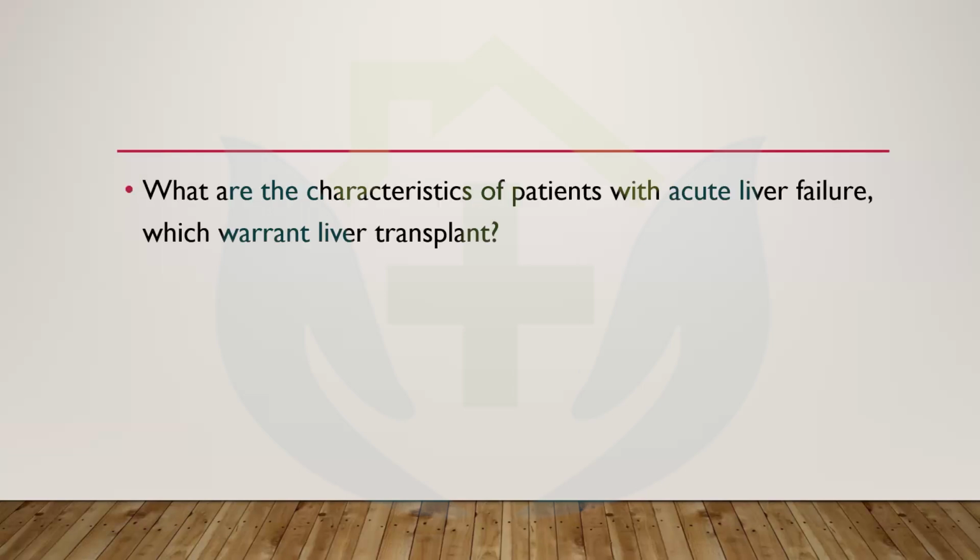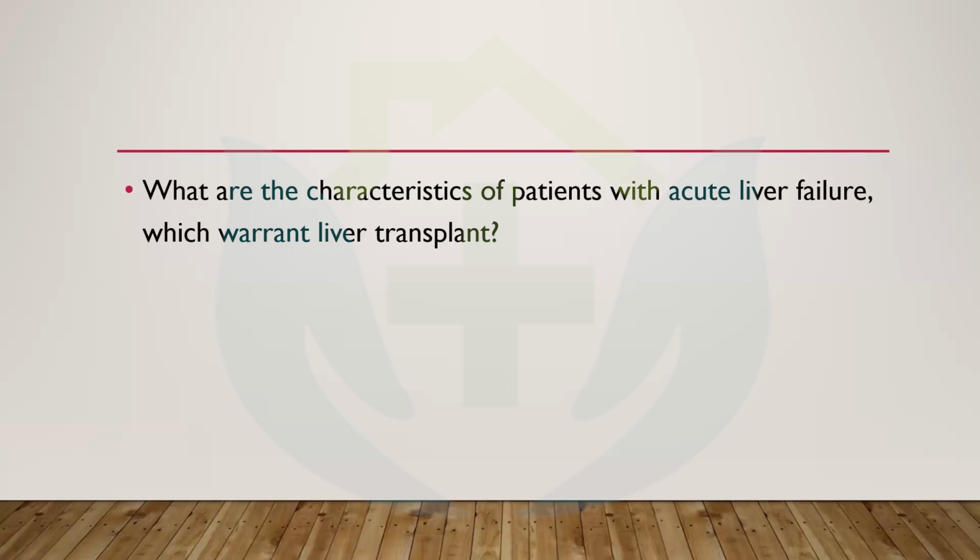What are the characteristics of patients with acute liver failure which warrant liver transplant? So, what are the things which will warrant you to take the patient for the liver transplant? There is a score for it. Life expectancy will be greater than 1 year, and not to be Child C. If Child A and B.